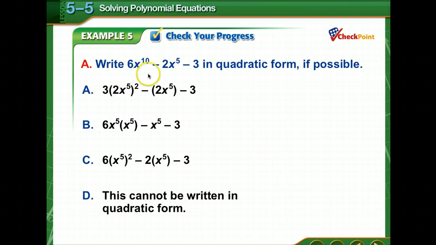What about this one? Can we write it in quadratic form? Can we make it something squared? You bet we can. We have (6x to the 5th) squared, okay, because 5 times 2 is 10, and minus 2x to the 5th minus 3. So notice we have x to the 5th in both parentheses.